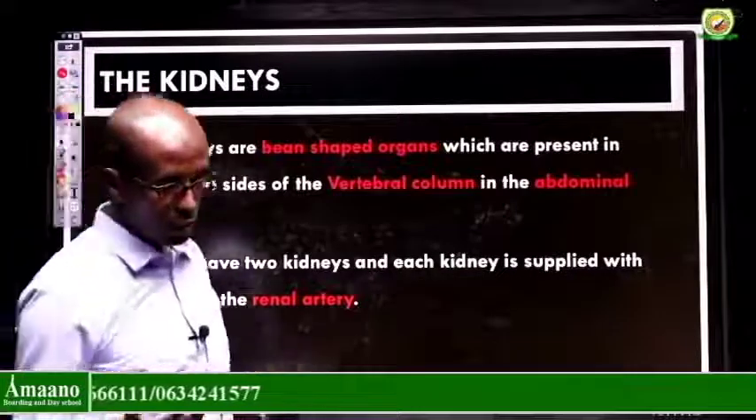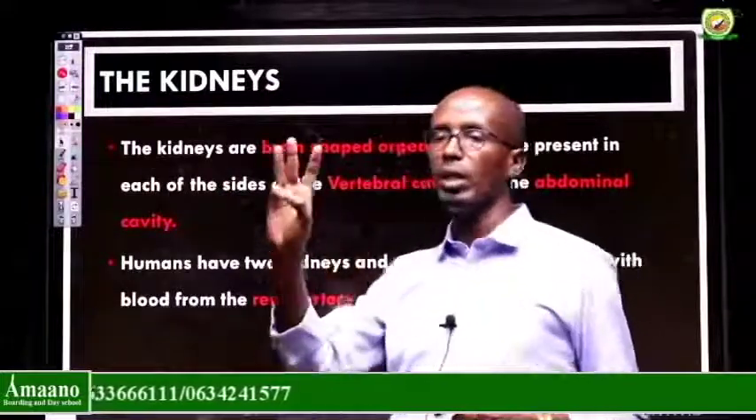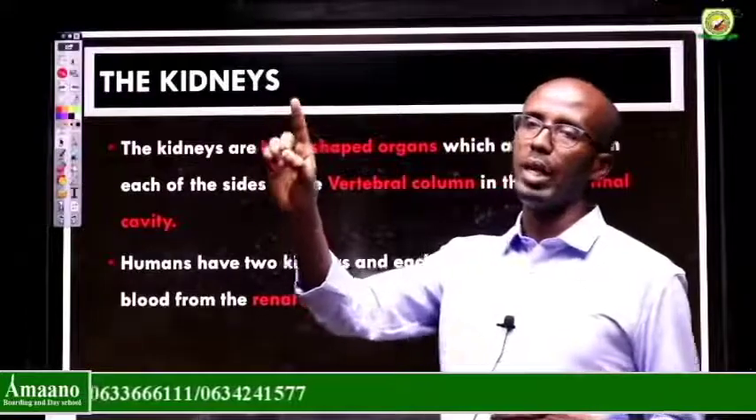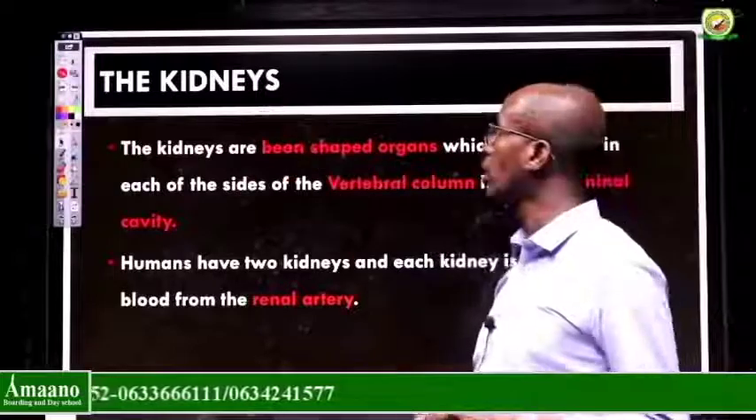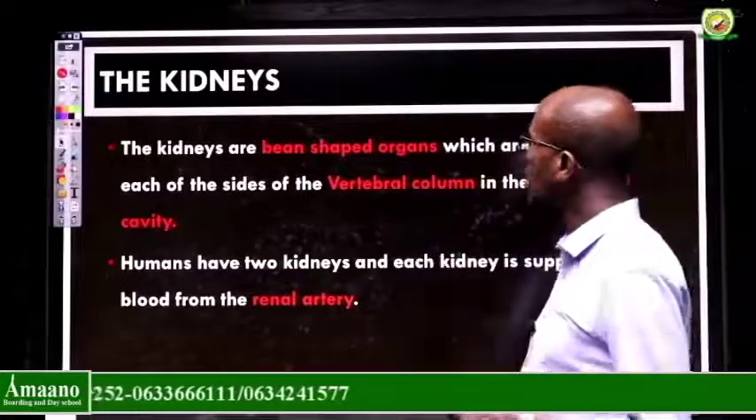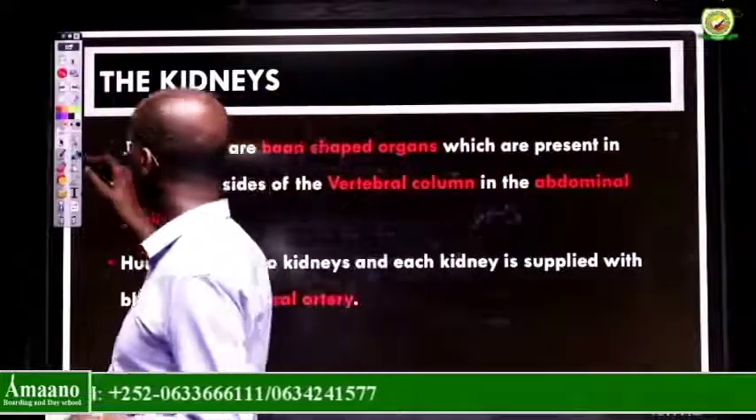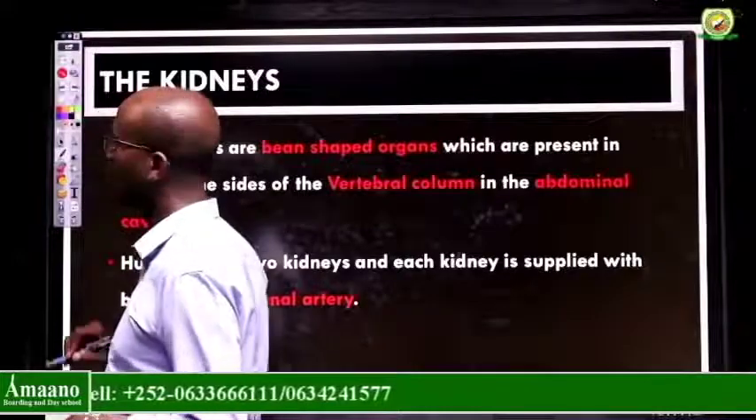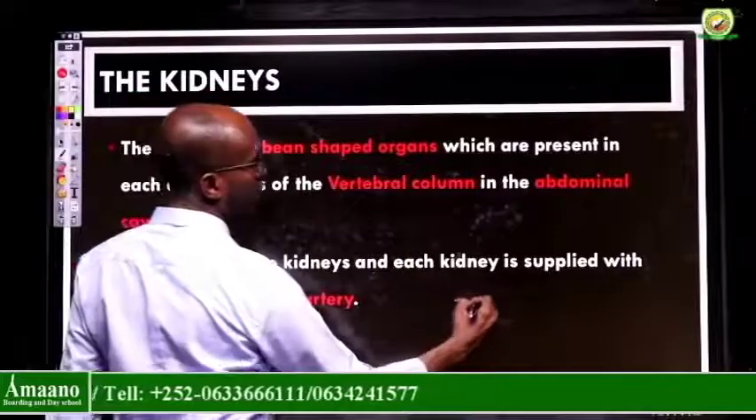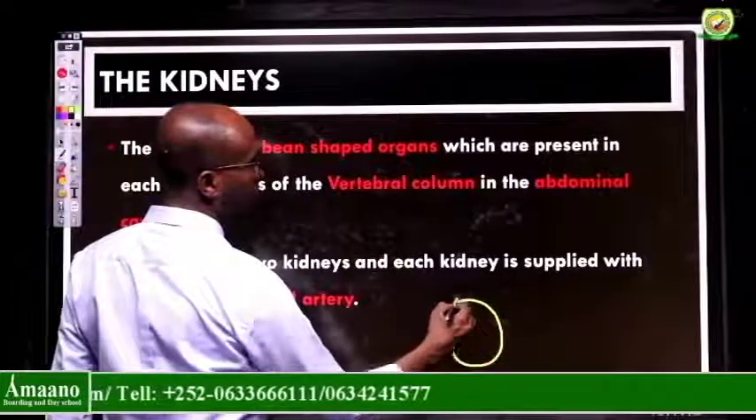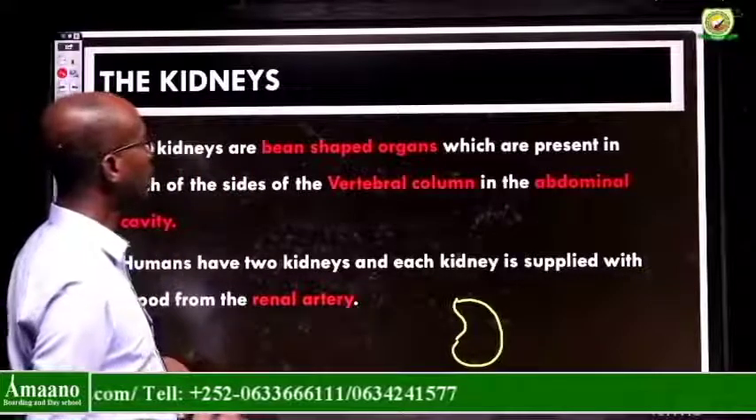In the last lesson we learned four excretory organs: the liver, the skin, the lungs, and the kidneys. But the kidneys are the major excretory organ in our body. The kidneys are bean-shaped organs. They look like a bean. Everybody knows a bean, because we eat beans. It's a bean-shaped structure, which is present on each side of the vertebral column.